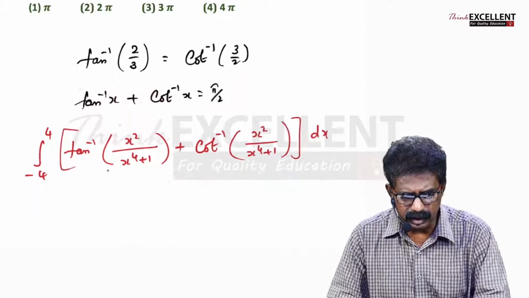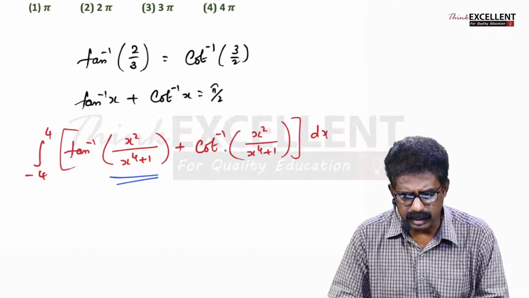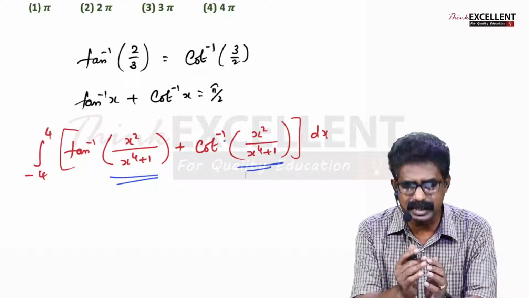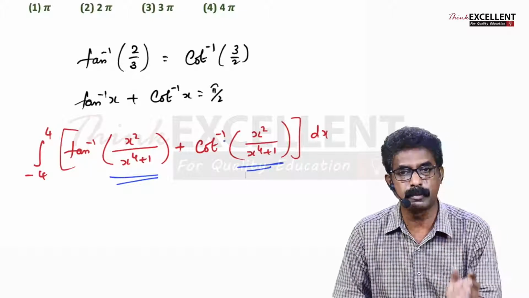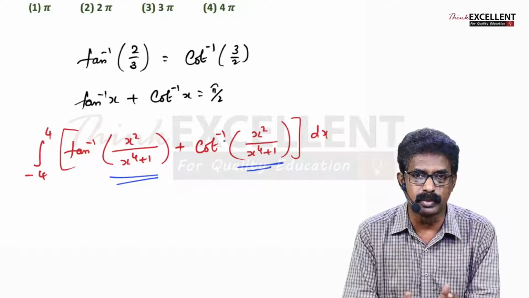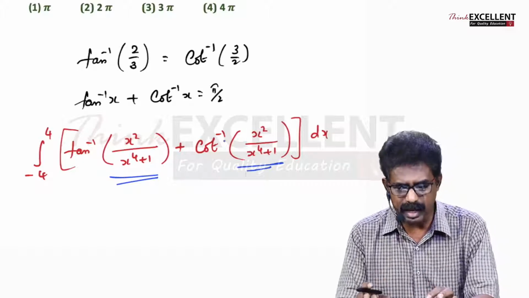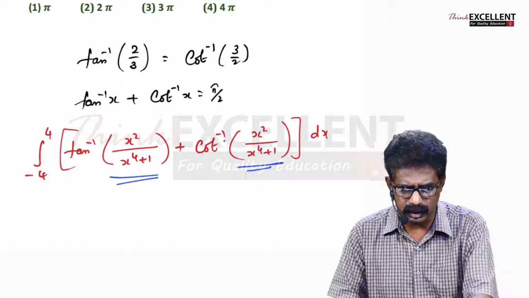So tan inverse x plus cot inverse x. Both these x are same. So tan inverse x plus cot inverse x, the answer is pi by 2. The format should be there. Both the values should be same, whatever it is. So here the answer is pi by 2.